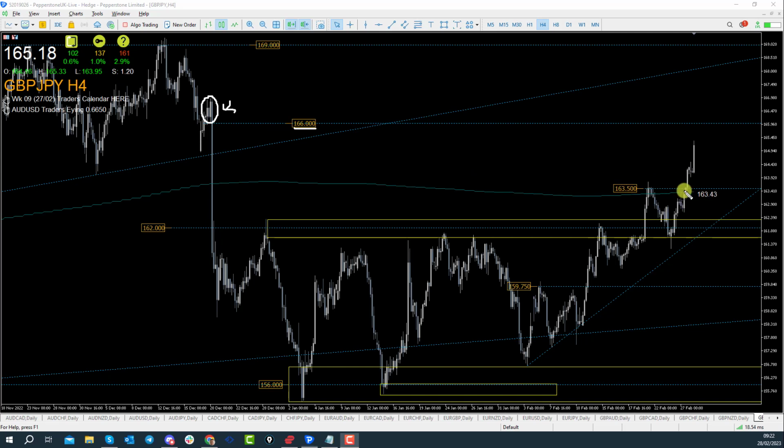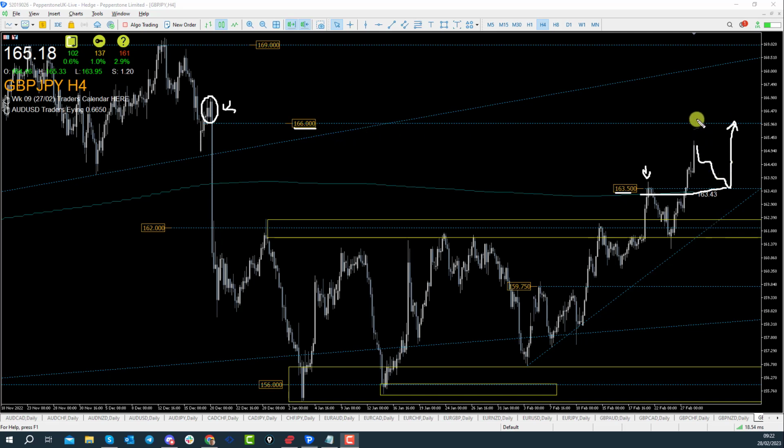You can see here though, we've got a lot of confluence at the 163.50. We've got previous structure highs. We've also got the 200 daily moving average running through there as well. So if I wanted to be long this market, I think I'm going to wait now to see if price can trade back down towards this area of support before seeing the continuation to the upside here for pound yen.